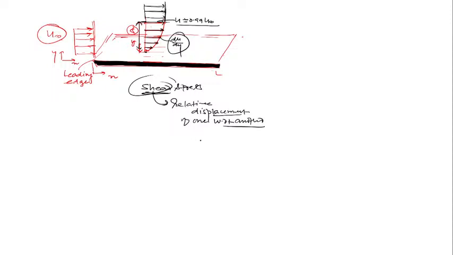Clear? For example, suppose you have two blocks, one block is this and the other block is this. Let's say one is stationary and the other is moving, then the upper layer has a displacement with respect to the bottom layer, and that is called shear. Is this clear?